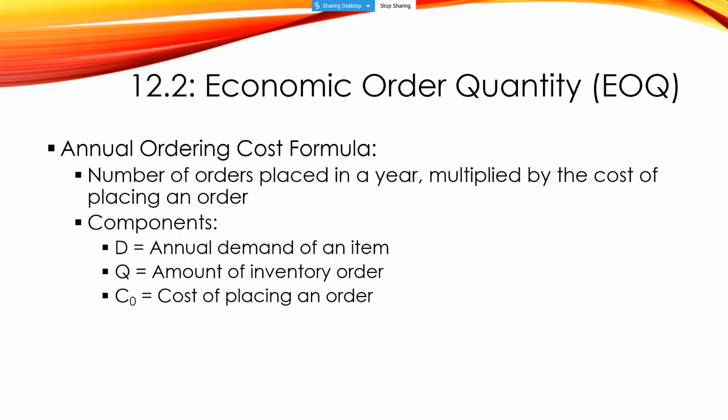So the components: there's a big D and a little d, we'll see. Our capital D is annual demand of an item. In the production run module, we'll see a lowercase d, and that actually stands for daily demand. The Q is the amount of the inventory order, the quantity of items being ordered. And then there's the C sub O, which is the cost of placing an order.